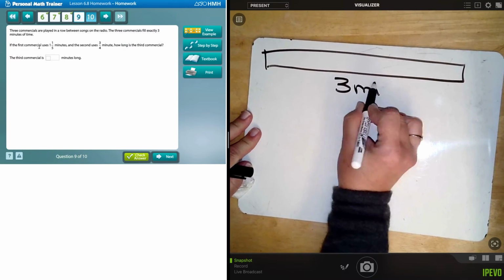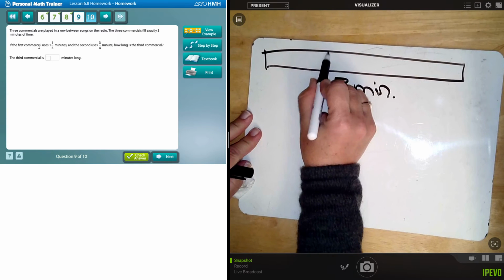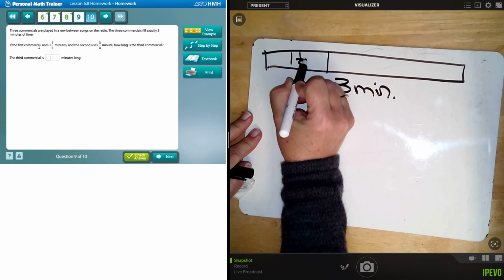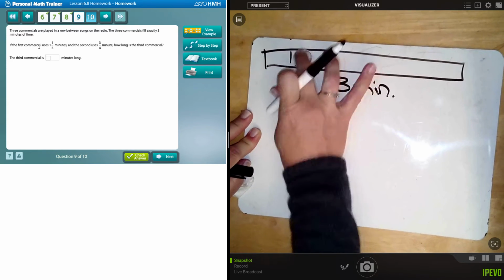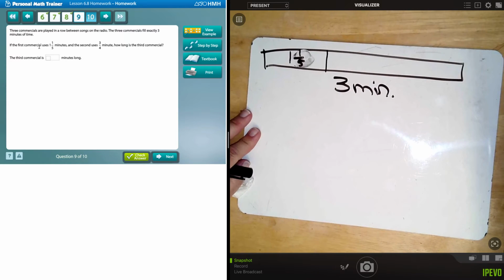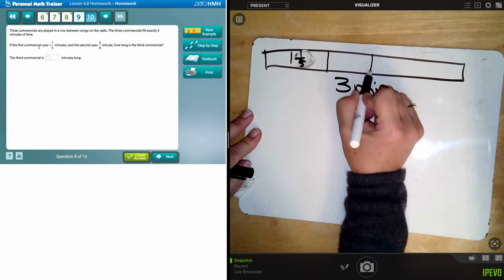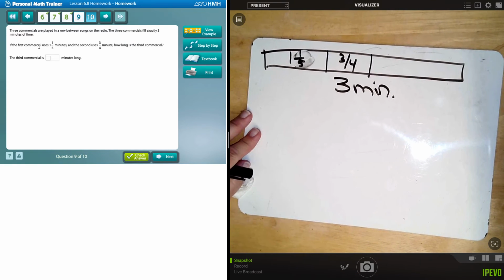I'm going to use a little bar model. Okay, 3 minutes. The first commercial uses 1 1/5 minutes. That's sloppy. 1 1/5 minutes. The second uses 3/4 of a minute. How long is the third commercial?